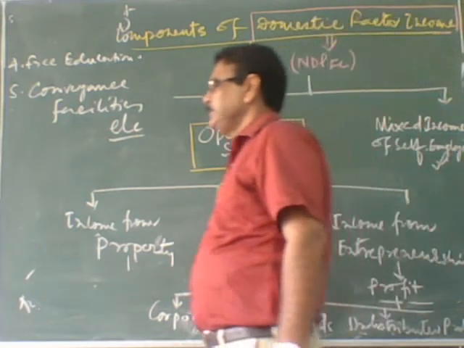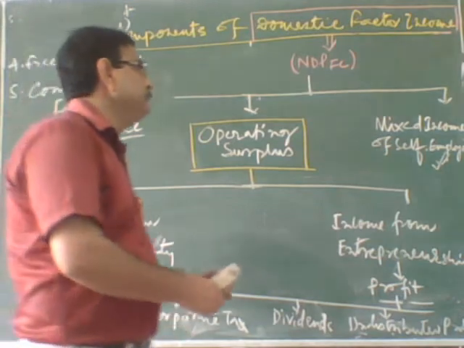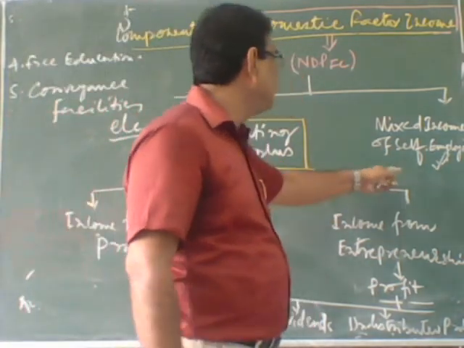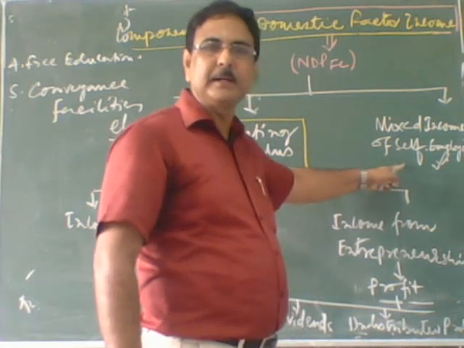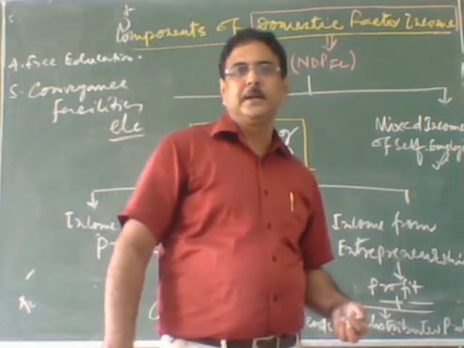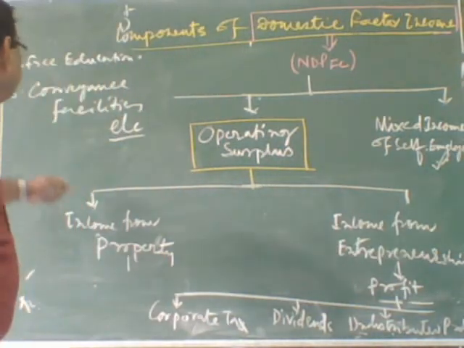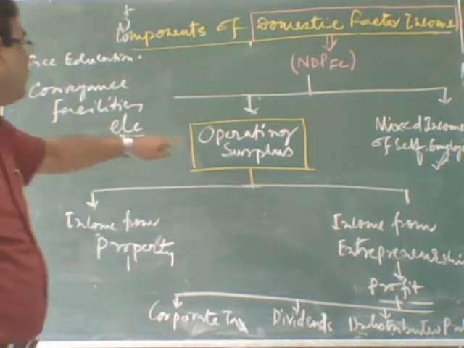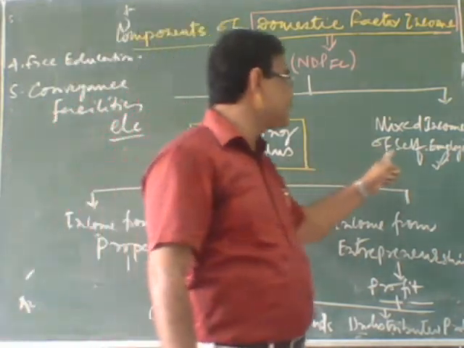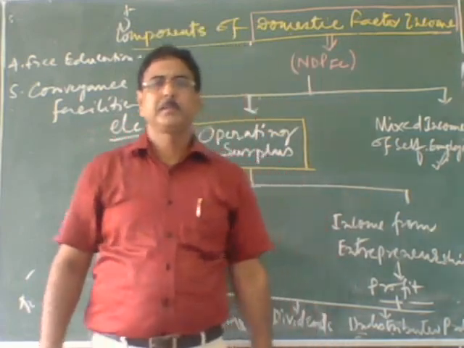Mixed income means income generated from individual sources, like a farmer's income, shopkeeper's income, barber's income, carpenter's income, etc. If you add the compensation of employees plus operating surplus plus mixed income, then you will get NDP at factor cost, or domestic factor income.